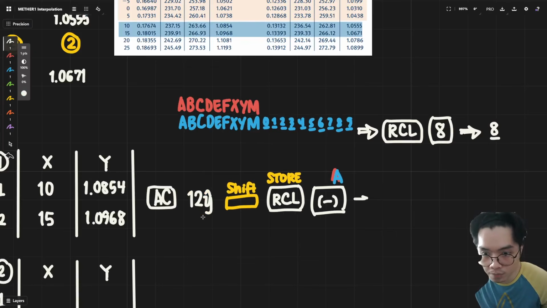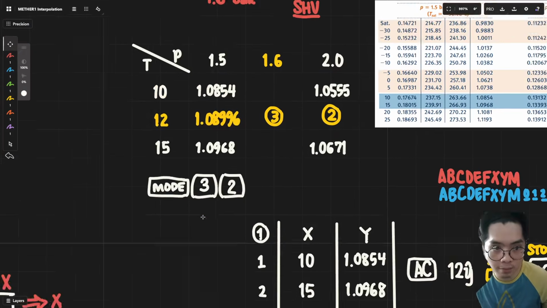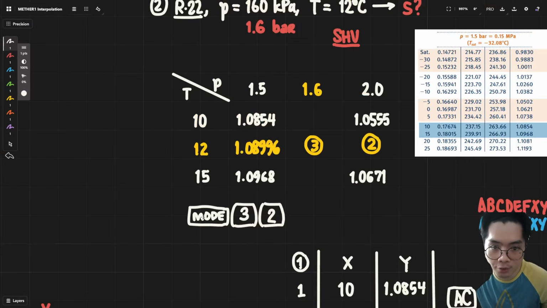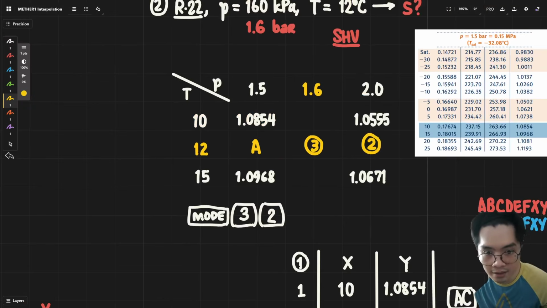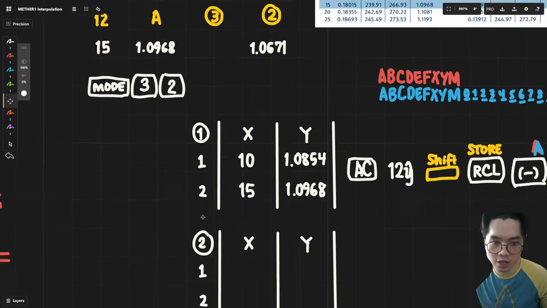And so now this will be stored to A. I don't care about the value of 1.08996. I will just cap it and put it in the letter A. And so now we continue.